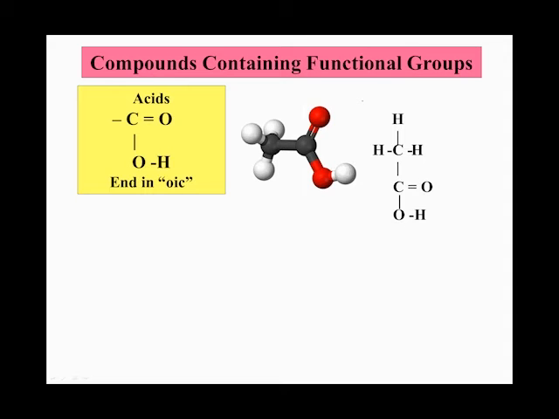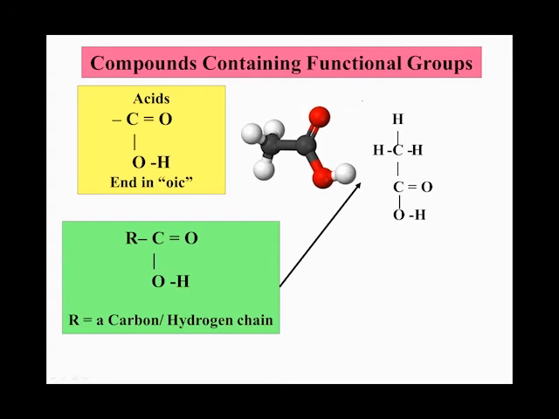Acids contain the carboxyl group. They end in -oic. Here's an example, a 2-carbon acid. How do I know it's an acid? It has that carboxyl group on it.